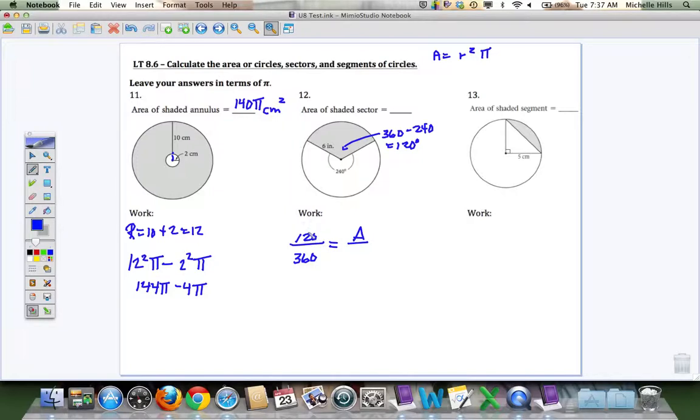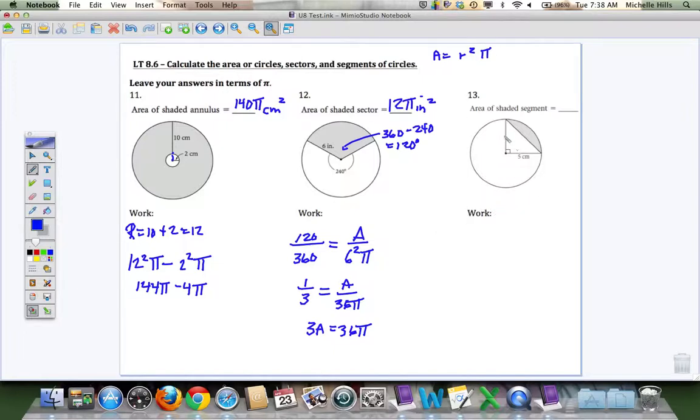So the degrees of the fractional part over the total degrees equals the area of the fractional part over the total area. Well, the total area of this circle will be radius squared times pi. So I end up with 1/3 when I reduce that fraction equals a over 36 pi. Cross multiplying gives me 3a equals 36 pi. So a, when I divide both sides by 3, ends up being 12 pi in its area, so it's inches to begin with, so square inches.